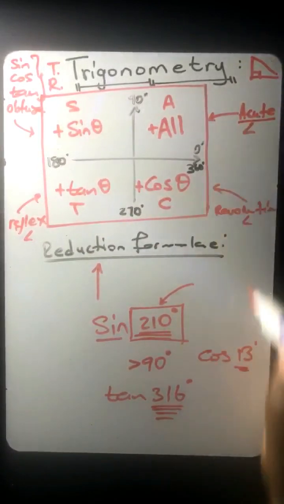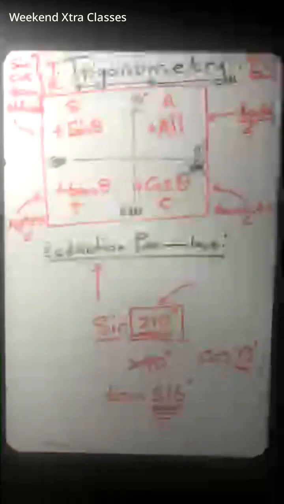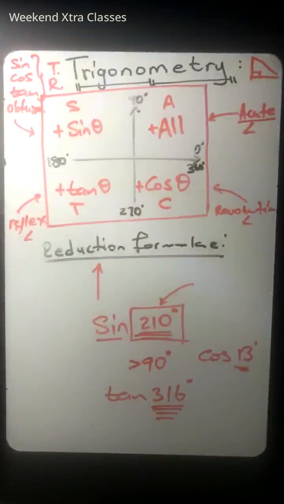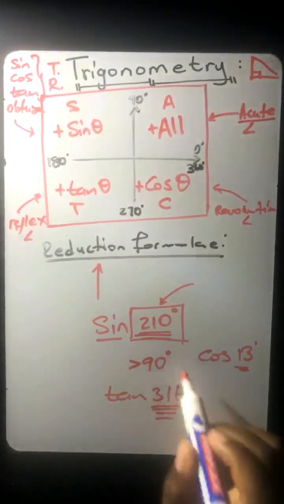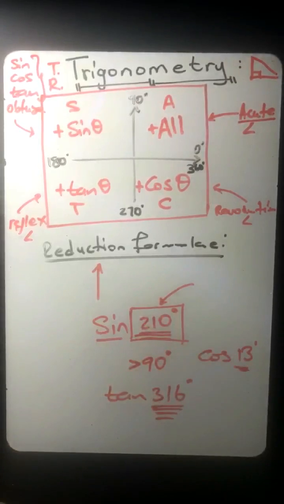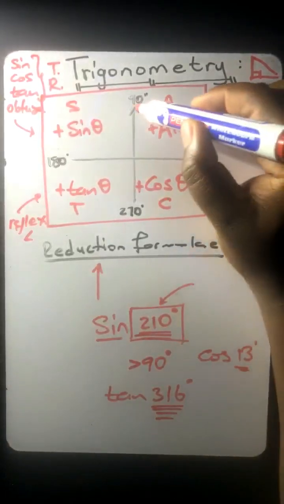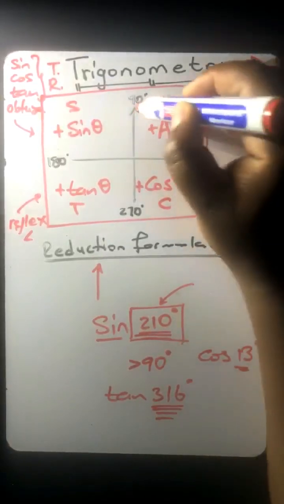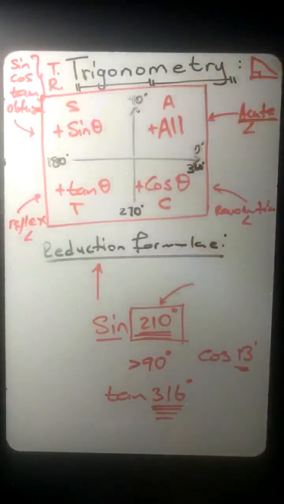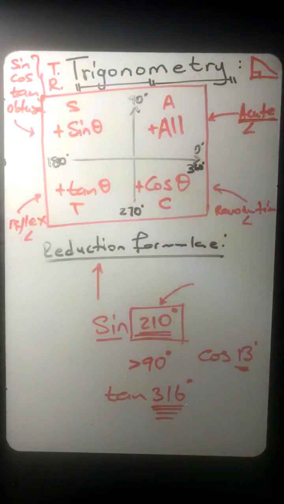So in short, listen very carefully. We use reduction formulae to reduce a trigonometric ratio of any angle, as long as it's greater than 90, to what we call an acute angle. Acute angles are angles which fall between 0 and 90. Does it make sense what reduction formulae are used for?